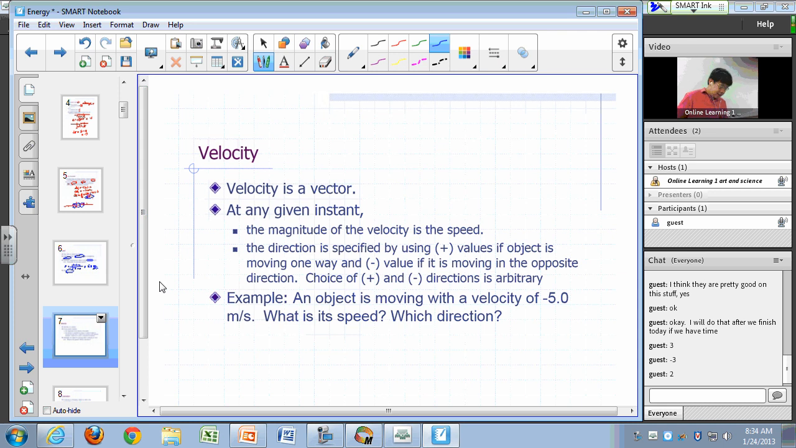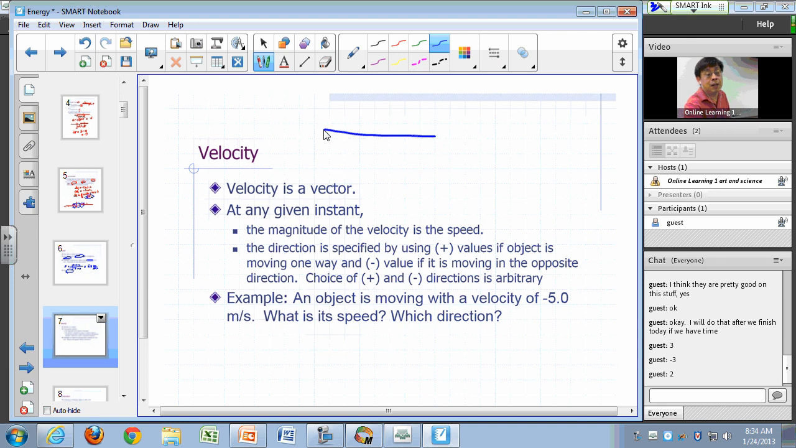Velocity is synonymously used with speed, but unlike speed, velocity is a vector. Because you have to specify the velocity, in addition to specifying the speed, you have to specify the direction. So if you say you're moving 5 miles per hour, you're saying the speed. But if you say I'm moving 5 miles per hour in this particular direction, then you're specifying the vector.